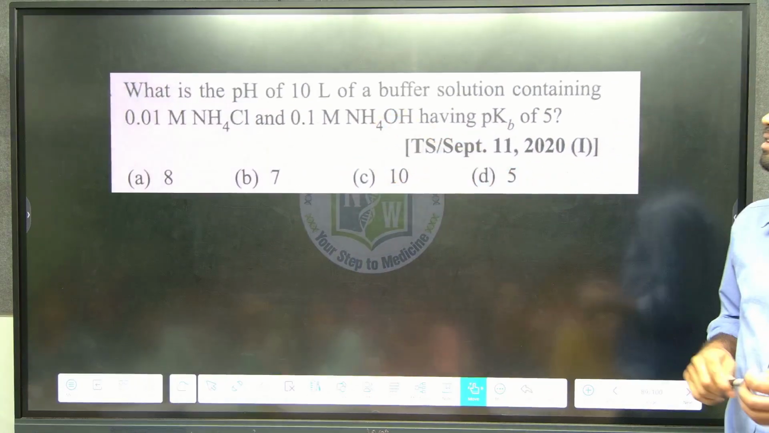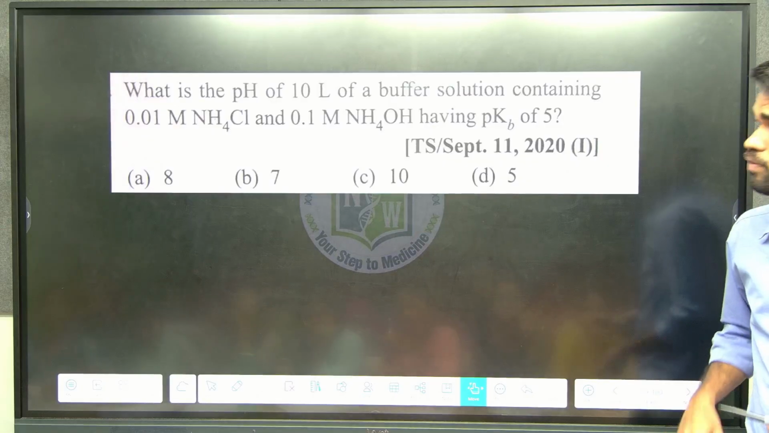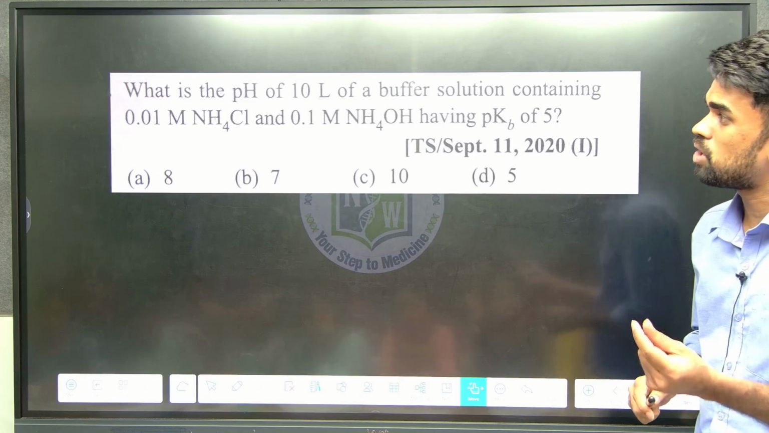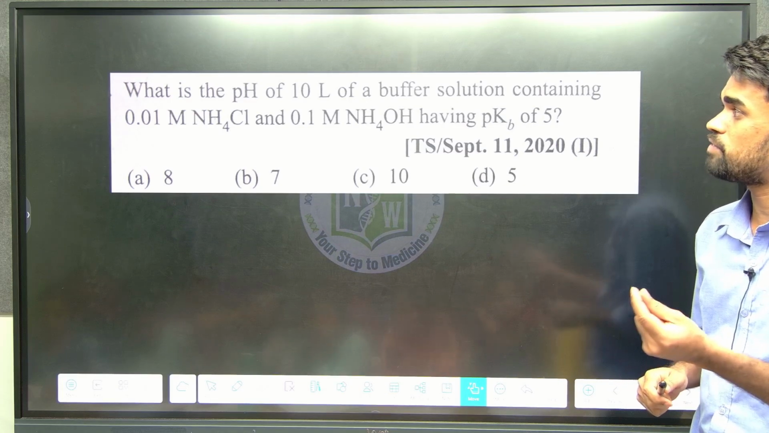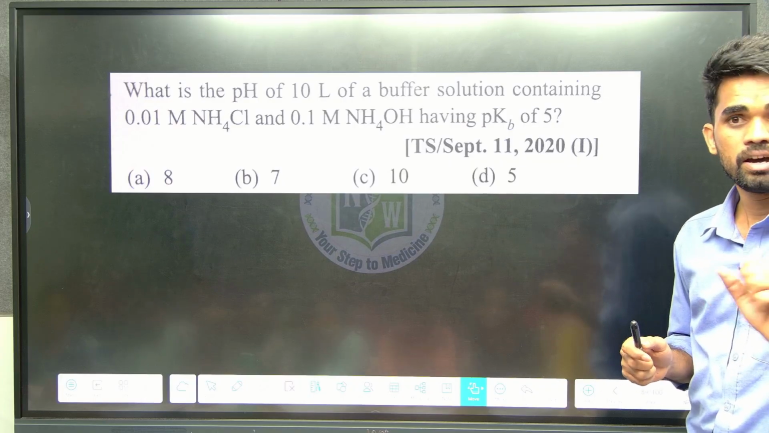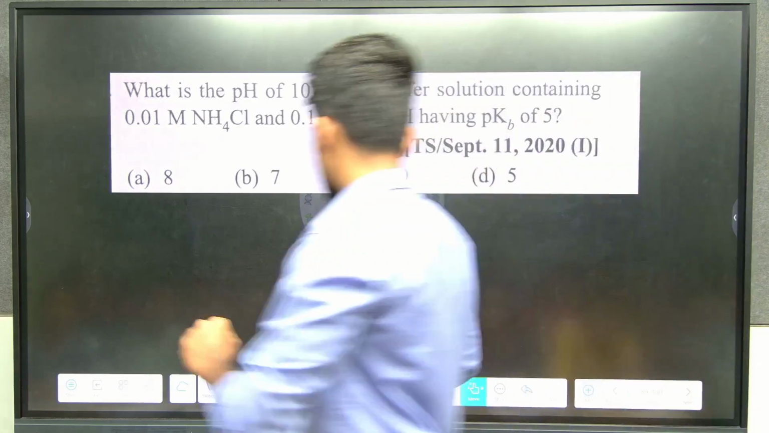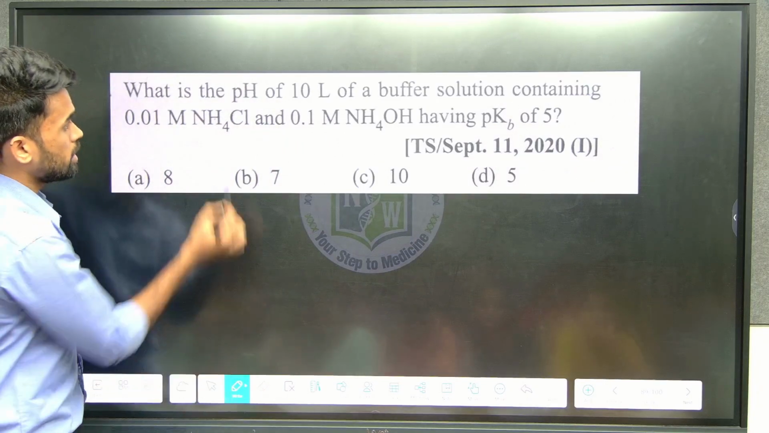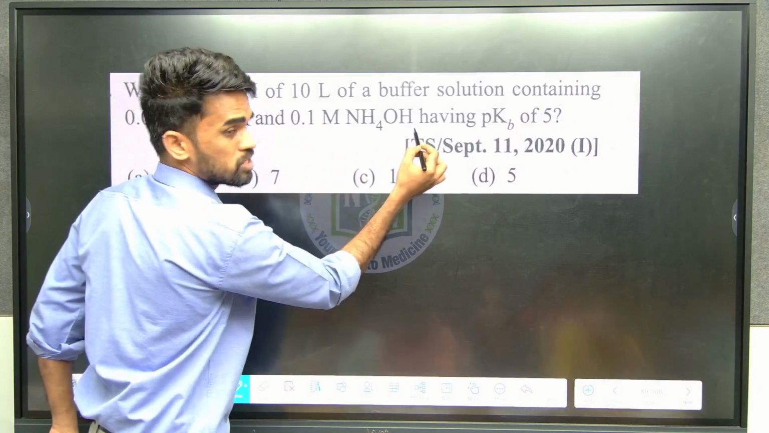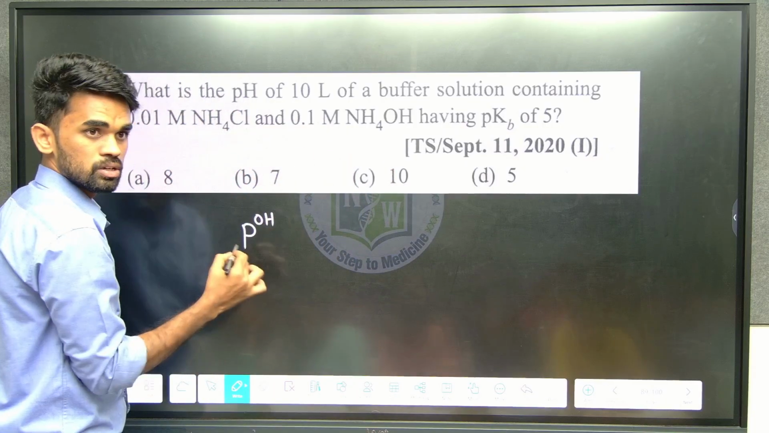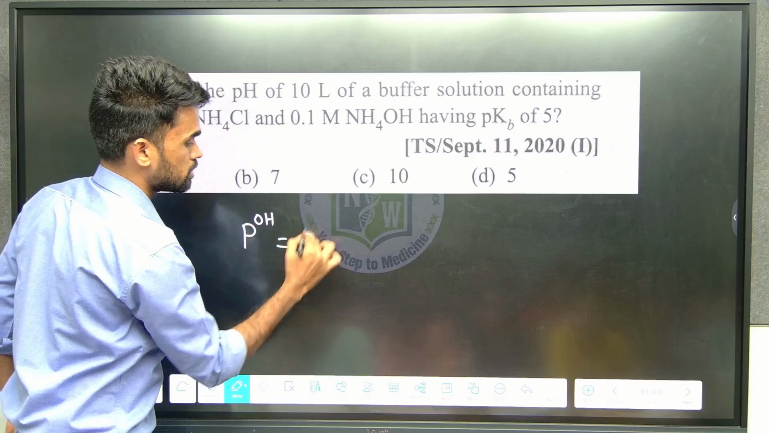Done? Next. Okay, see, find this. What is the pH of 10 liter of a buffer solution containing 0.01 molar ammonium chloride and 0.1 molar ammonium hydroxide having pKb as 5? How can you do this? Basic buffer or acidic buffer? See, ammonium chloride and ammonium hydroxide, basic buffer. So what should we calculate?